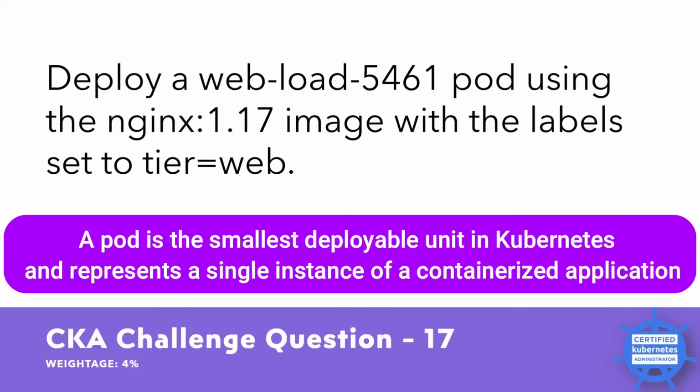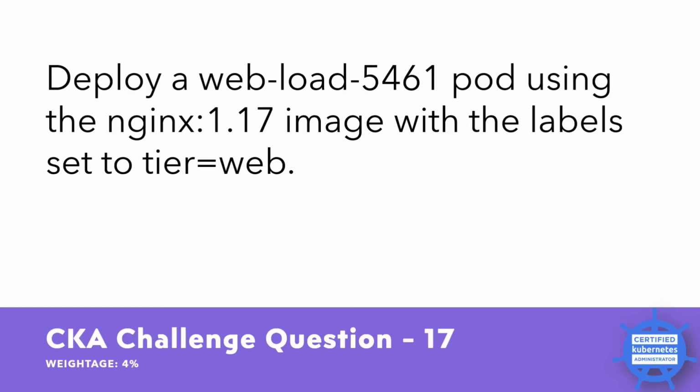A pod is the smallest deployable unit in Kubernetes and represents a single instance of a containerized application. The task requires you to deploy a pod called webload 5461 using the Nginx tag 1.17 container image and set the label to tier equal to web.